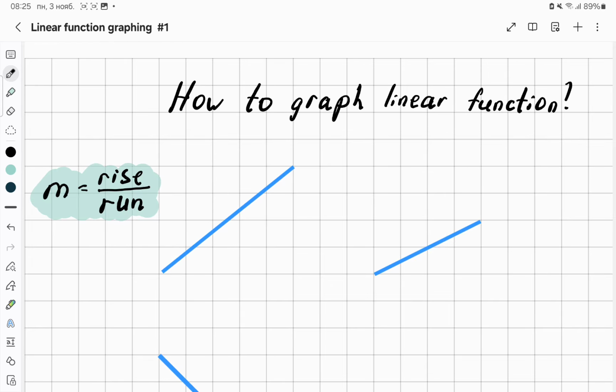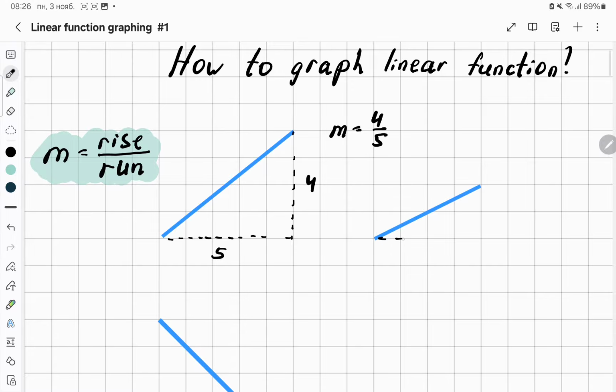The concept of the slope is rise over run. So let's find the slope of each of these line segments. For the first one, we see that the run is 5 units and the rise is 4. So for this case, the slope is 4/5, positive. For the second one, again we do the same thing, 2/4, and that's why the slope is 1/2 after reduction.